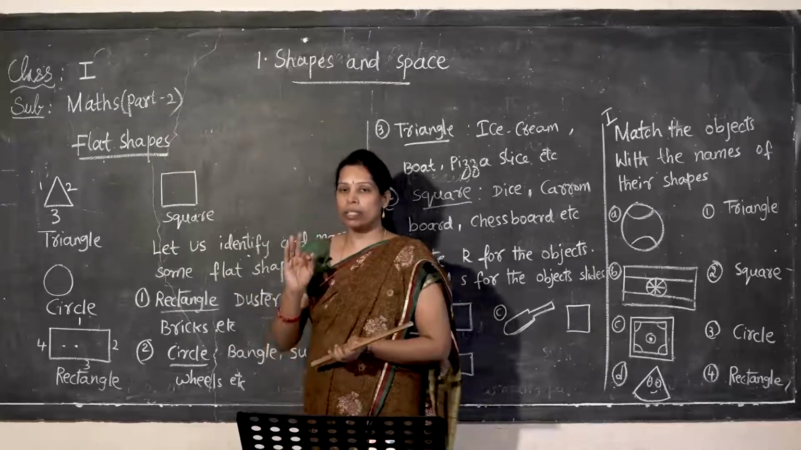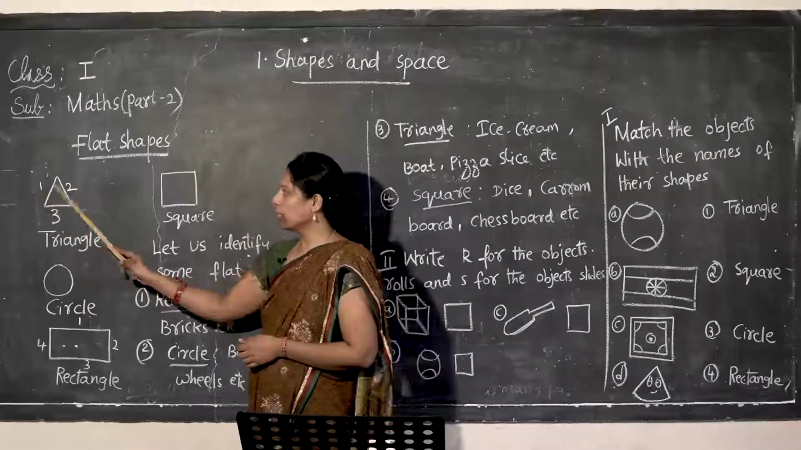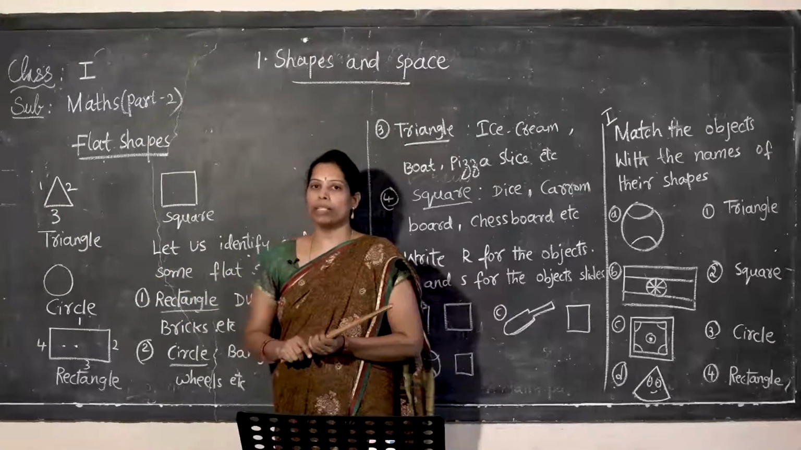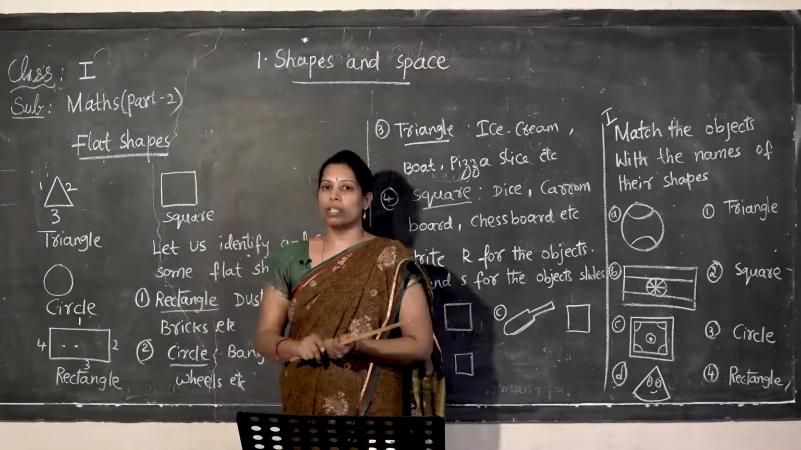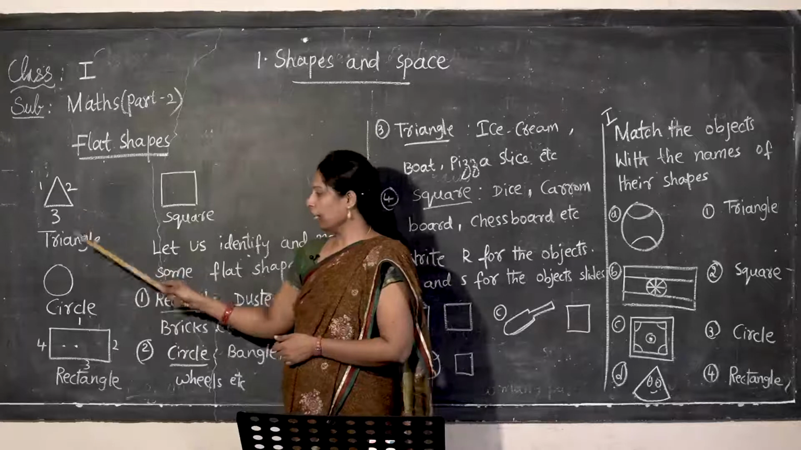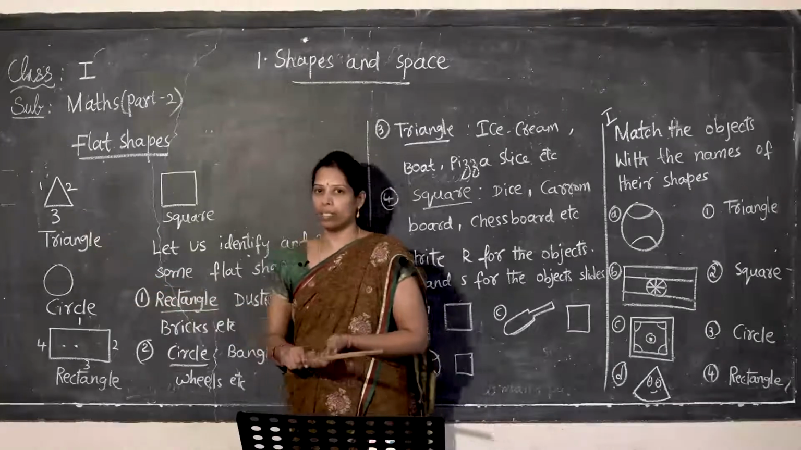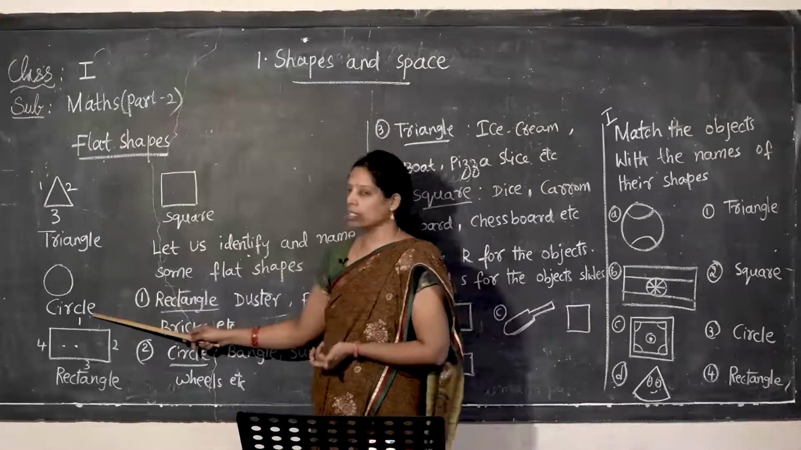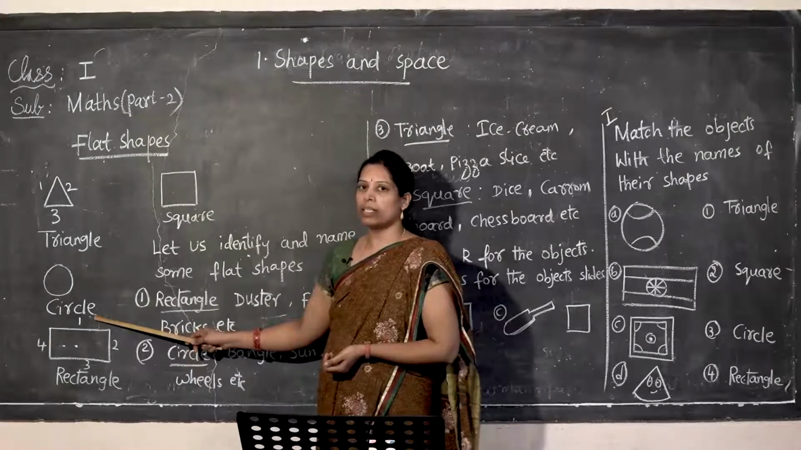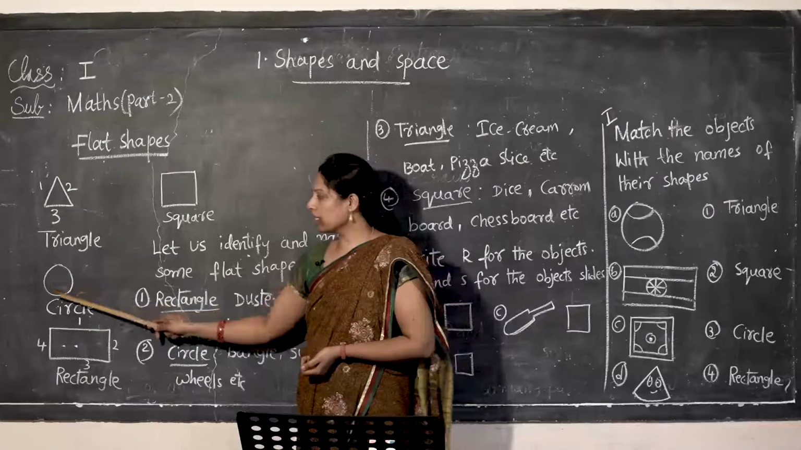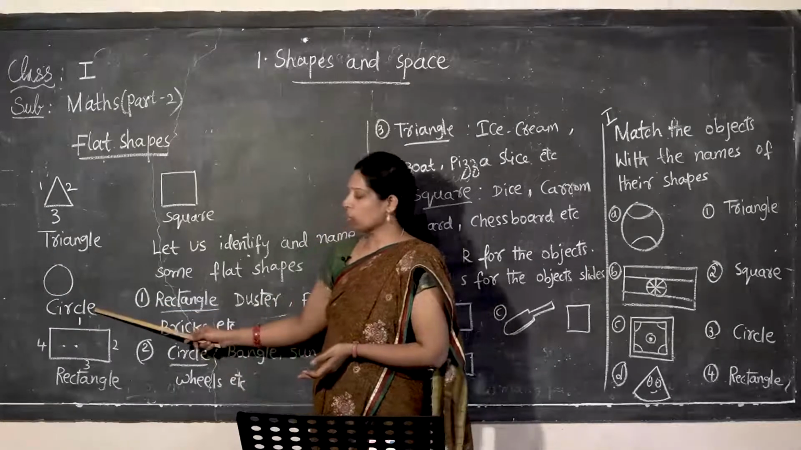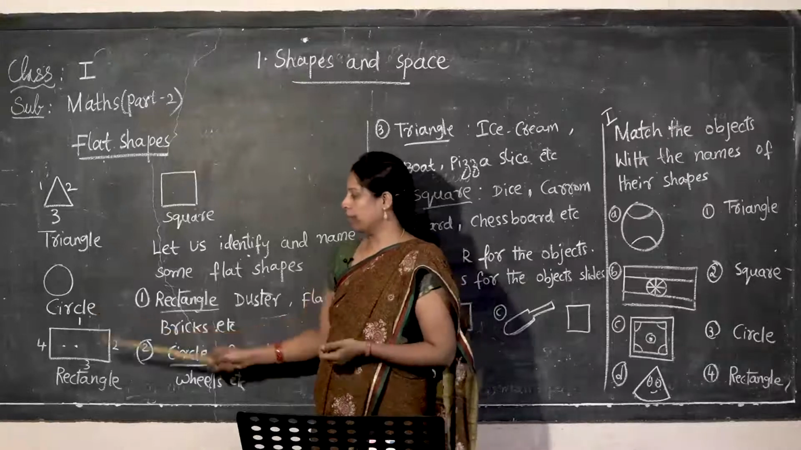So how many sides are there in a triangle? It has 3 sides. 1, 2 and 3. So whatever the object, if it has 3 sides, then you can say it is a triangle. Next is a circle. All of you spell the word circle. C-I-R-C-L-E. Circle. A circle doesn't have any sides. It is called a circle.